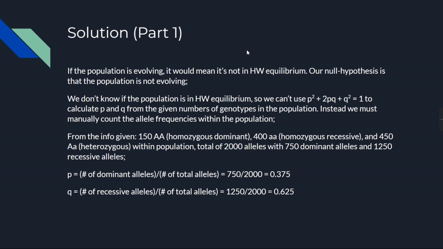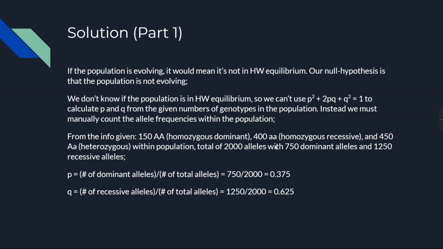Using a chi-square test at significance level p equals 0.05, determine whether there is evidence to suggest the population is evolving. So, part one of the solution, you need to just know the vocabulary. Evolving would mean that it's not in equilibrium. We're testing if it is evolving, meaning that our null hypothesis would be that it isn't evolving, meaning that it would be in HW equilibrium. So we don't know if it's in equilibrium, so we cannot use the second equation, and we have to calculate the frequencies by counting.